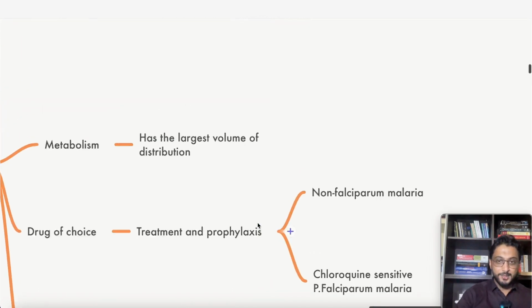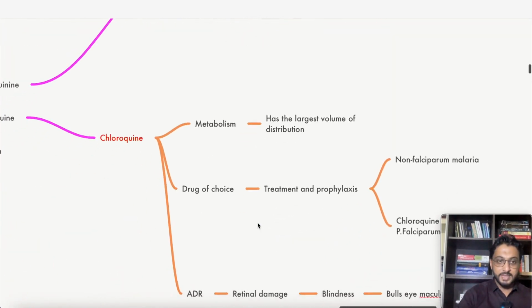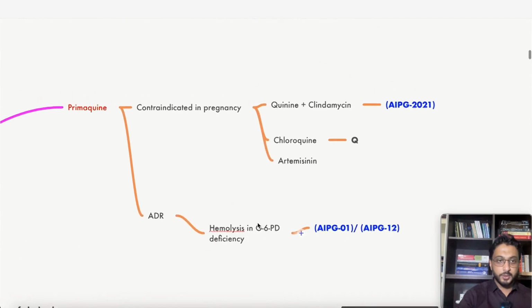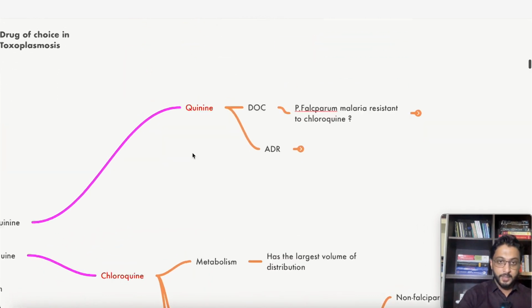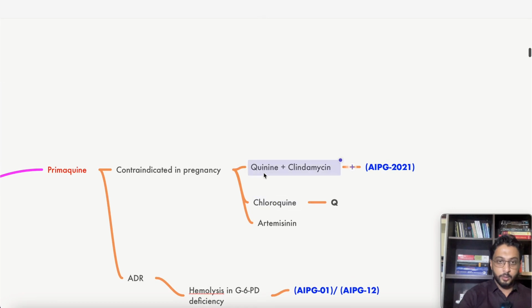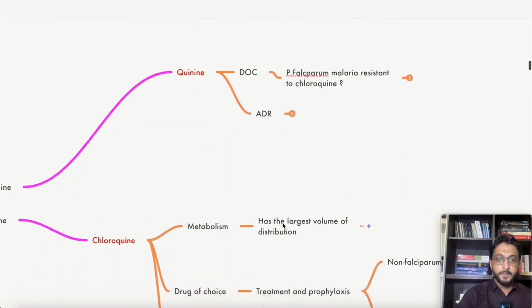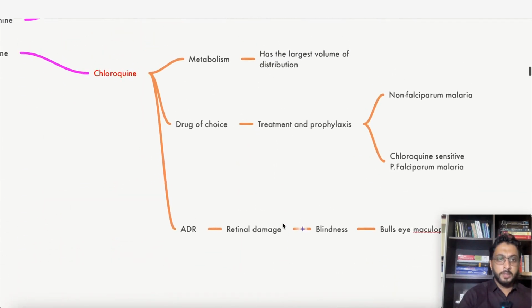Now, at least you must know certain things which I'll be repeating for you. One is this: primaquine is contraindicated in pregnancy. In that case, you use quinine with clindamycin, or chloroquine. We are studying quinine and chloroquine now, isn't it? These are the other options: quinine, chloroquine. So quinine along with clindamycin, or chloroquine by itself, or artemisinin. So that was about chloroquine.